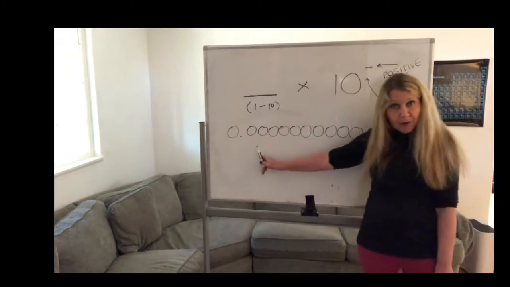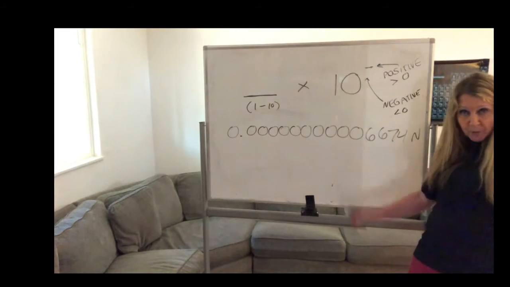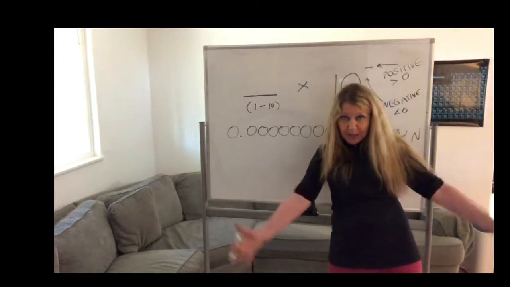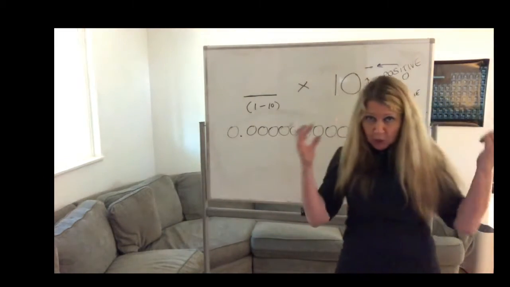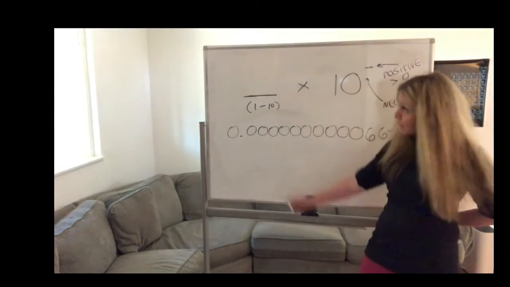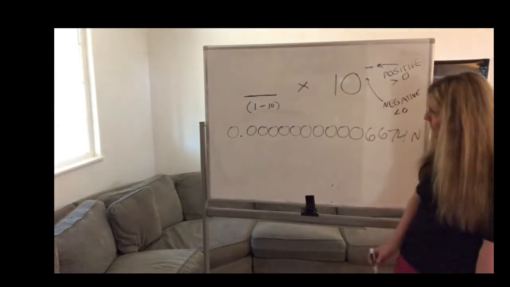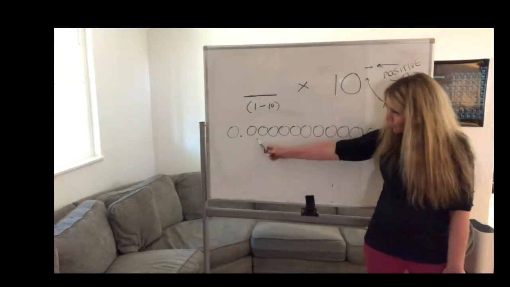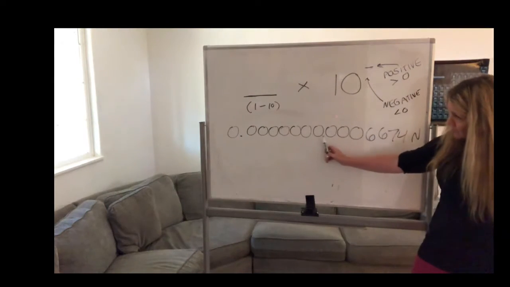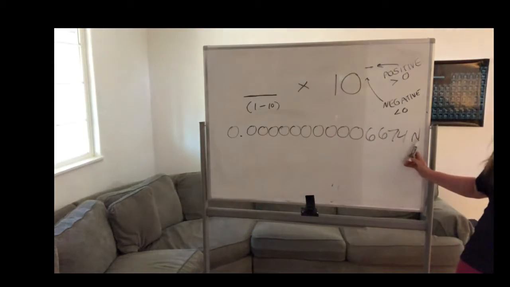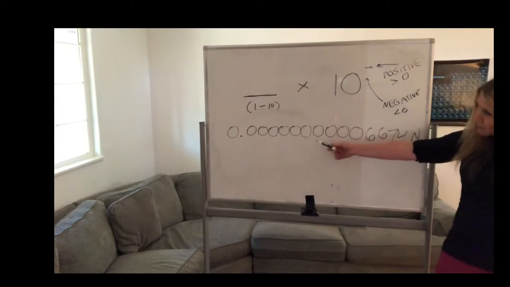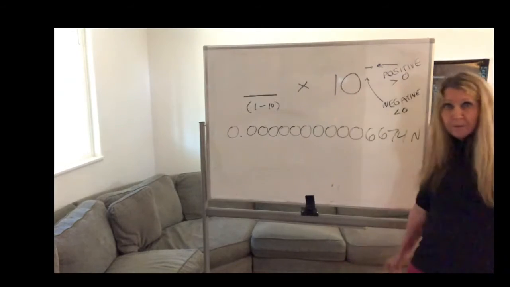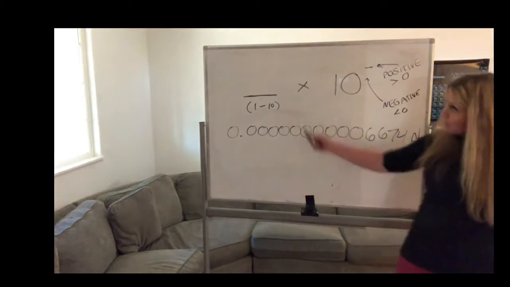This is hard to write out. It takes a lot of time to write all those zeros. So instead of writing all those zeros, we're going to write the gravitational constant in scientific notation. So how do we do that? First of all, we have to get a number between 1 and 10. So I have to move this decimal either to the left or to the right until I get to a number between 1 and 10.